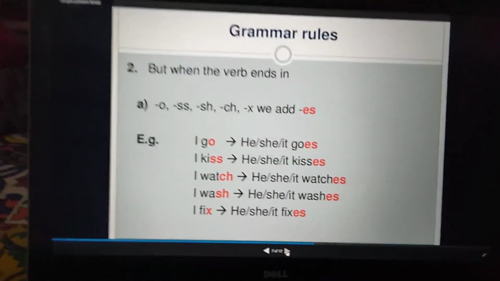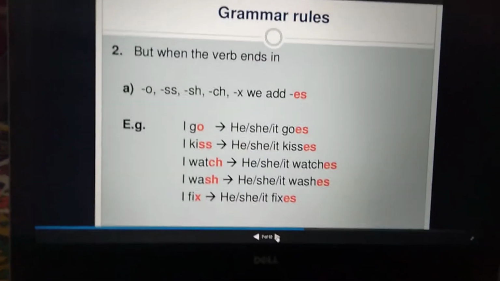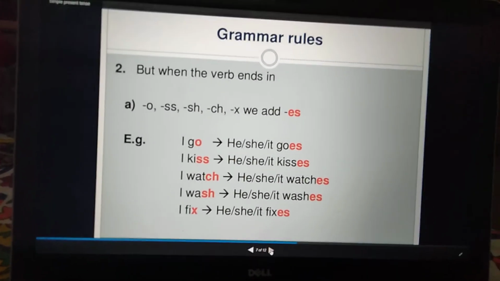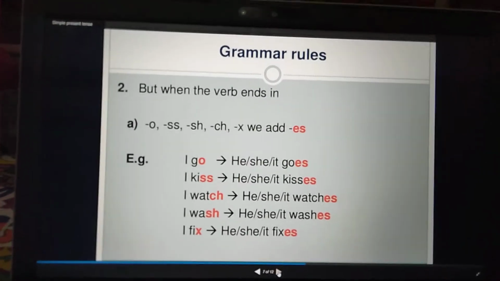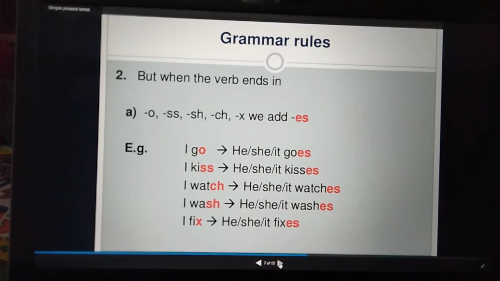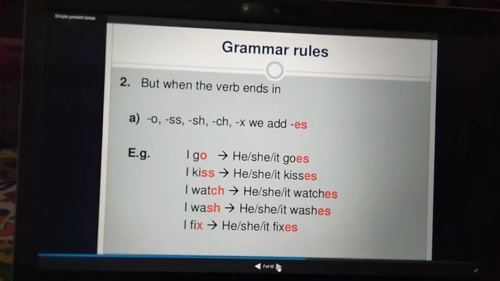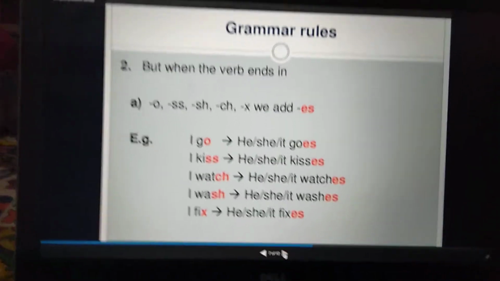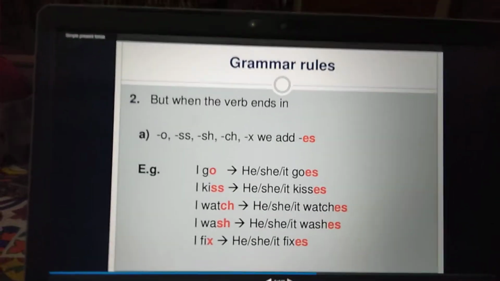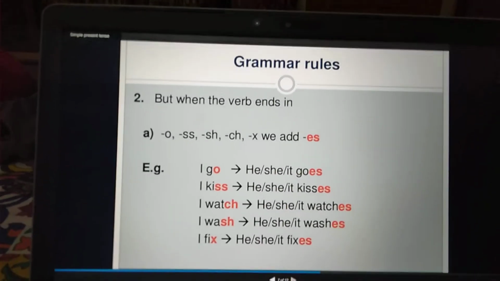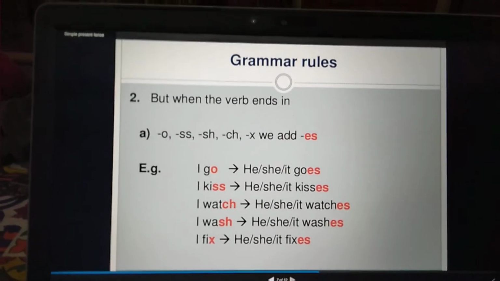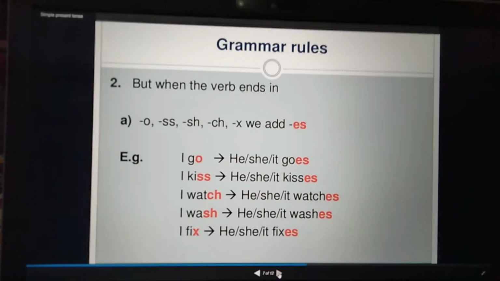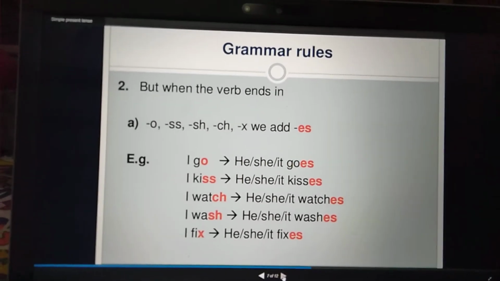Now but when the verb ends with o, ss, sh, ch, x, bache, these rules you already know. That is just to remind you that if your verb is ending with o or ss, sh, ch, x, then we are going to add es with the verb. Clear? When it is a third person pronoun and singular. Clear, bache? I go. Clear? I is a first person pronoun, so we are not going to put an s or es with it. But see, he, she, it, he goes, she goes, it goes.